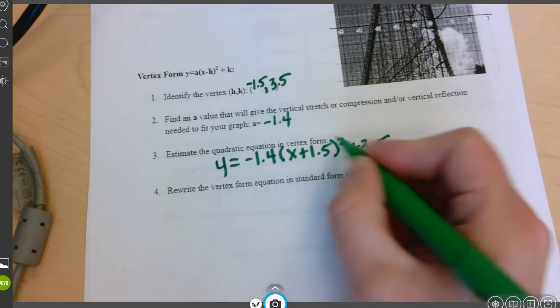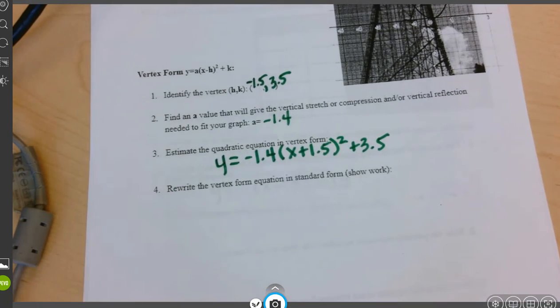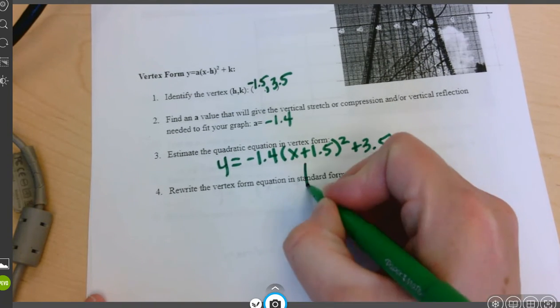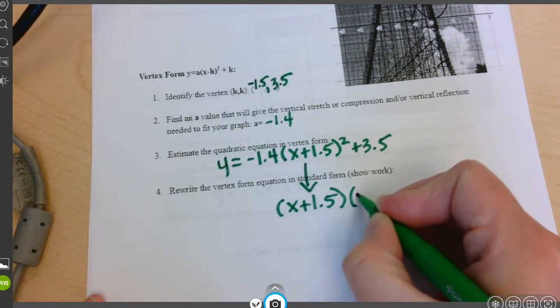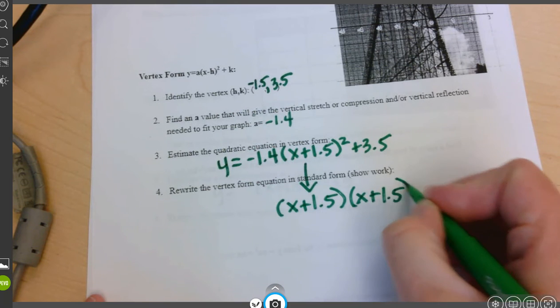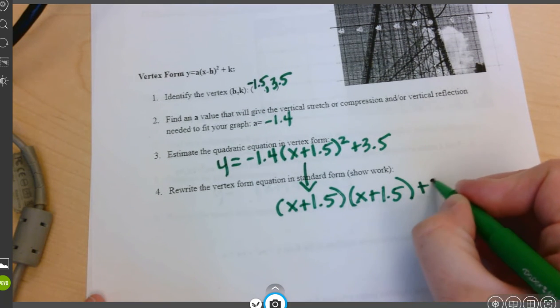So the first thing we're going to do is square x plus 1.5. When you square something, you do not multiply it by 2. What do you multiply it by? Itself. Thanks, Ty. Okay. Are you guys hearing over there? The first thing we're doing is squaring x plus 1.5 by multiplying it by itself. So right here, we get (x plus 1.5) times (x plus 1.5), and everything else comes down.